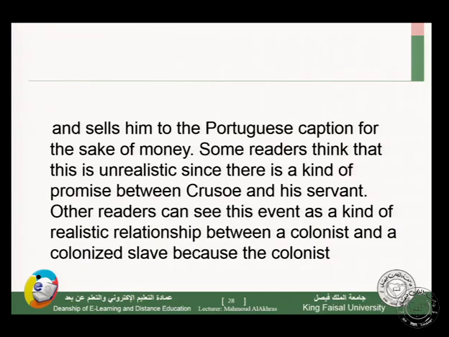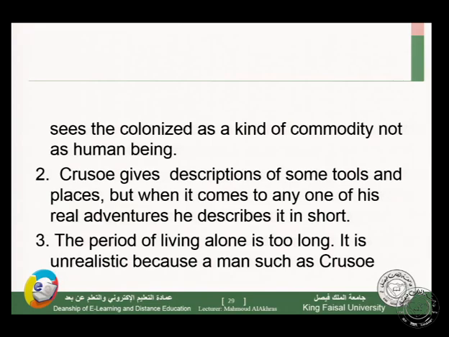So we have a relationship between a colonist and a colonized slave or servant because the colonist sees the colonized as a kind of commodity. Crusoe sees Kasuri as a kind of commodity, as a thing, not a human being. So we can sense that the materialistic attitude of Crusoe is at the expense of his humanity and realistic feature.